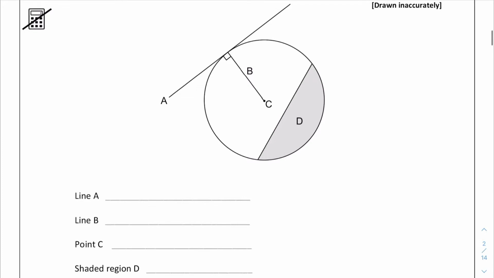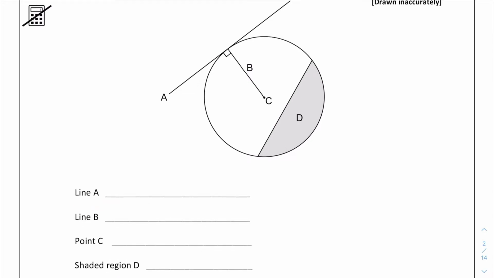This question is asking us to name the labeled parts of this circle over here. So let's start off with line A. Line A is this line over here and it touches the edge of the circle at one point. This by definition is called a tangent. Now let's look at line B. Line B starts at the center of the circle and touches the edge of the circle. This by definition is called a radius. Point C is simply going to be the center of the circle.